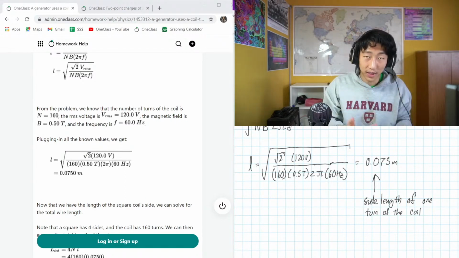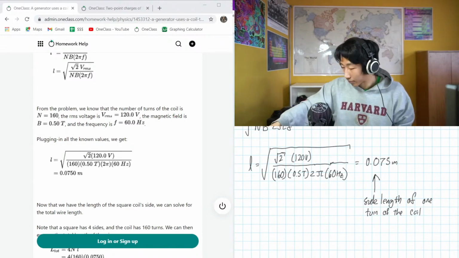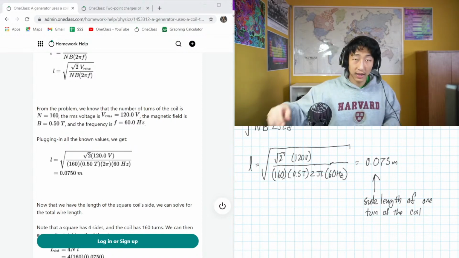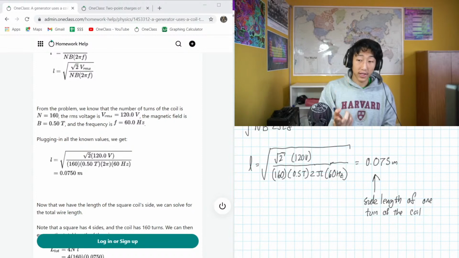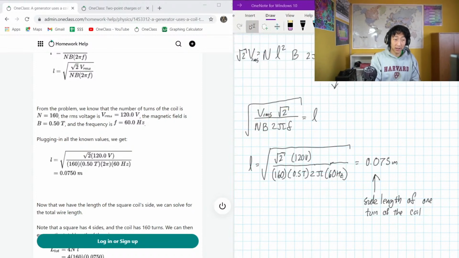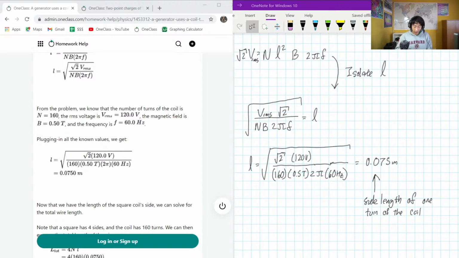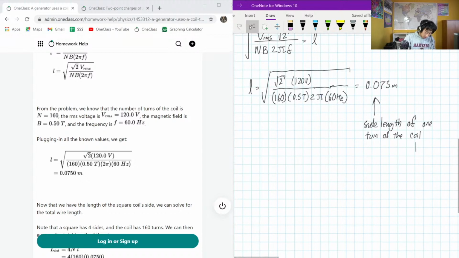These things don't tend to want to be squares. But yeah, one coil, one turn is going to be 4 times the side length. And we have a lot of turns, 160 of them. So we'll have to multiply that to get the total length of the coil. Okay. So L total is equal to 4 times L times N.